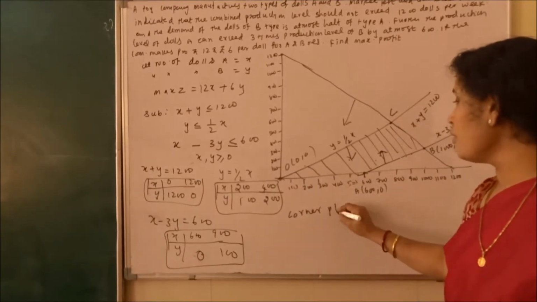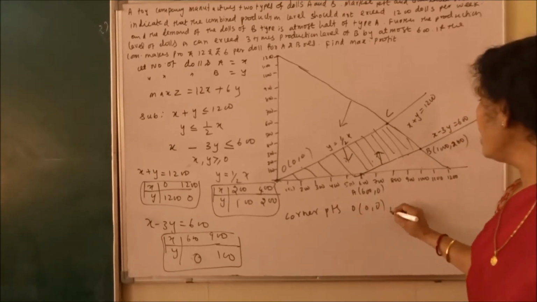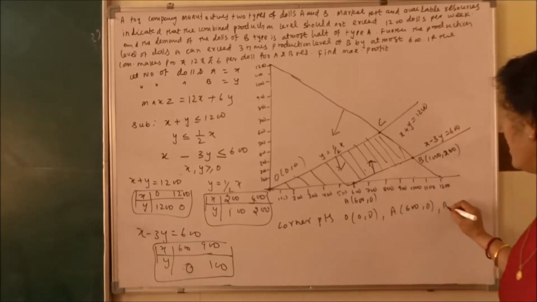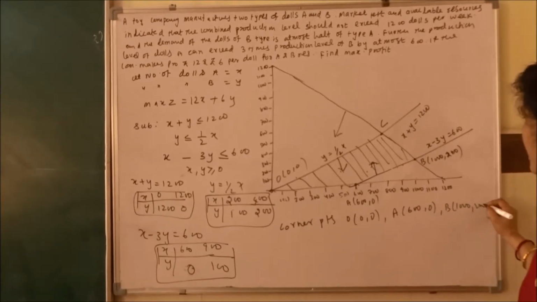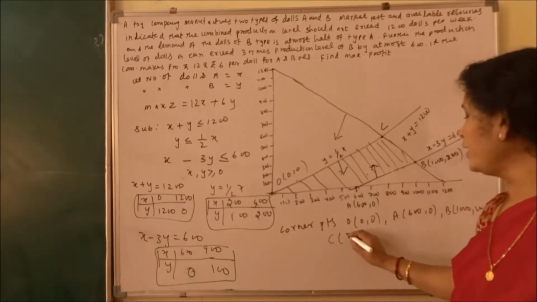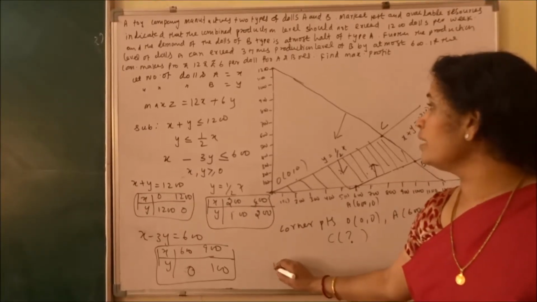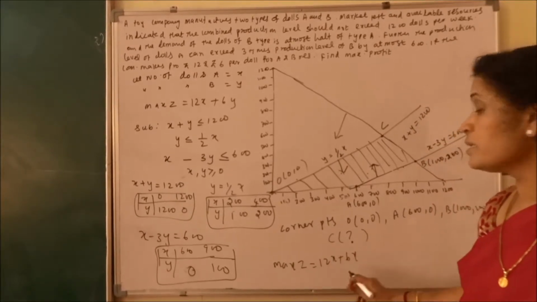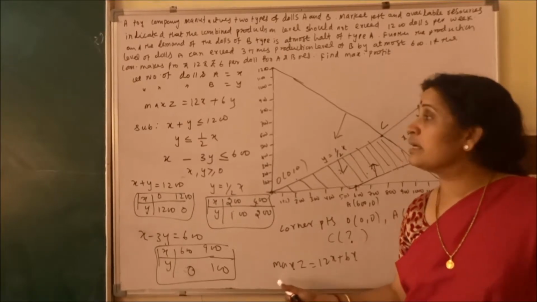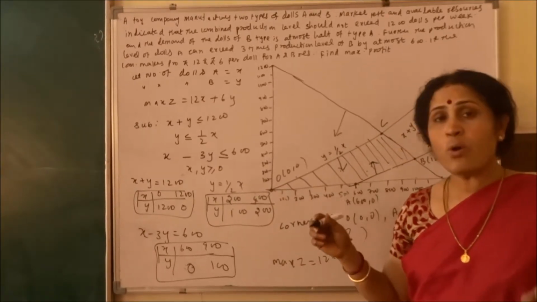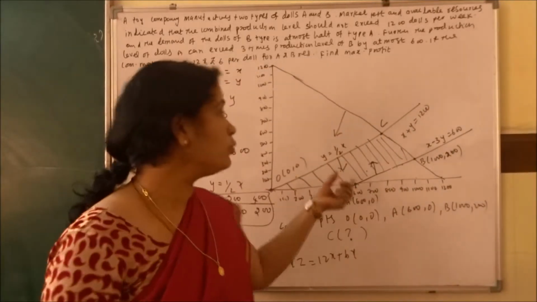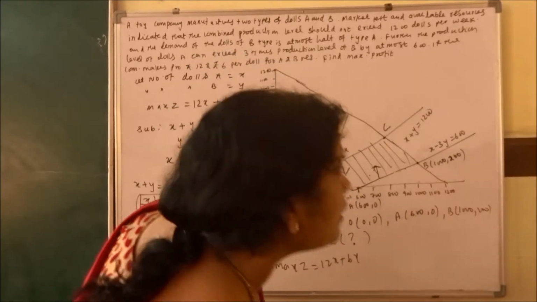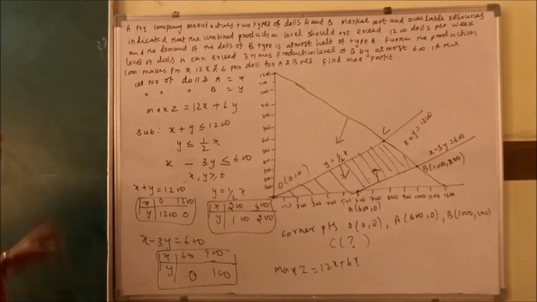Clear? So corner points you have to find out: 0, 0, and then the A point you are getting is 600, 0, and then the B point you are getting is 1000, 200, and then for the C point you check your graph and find out this point. Then you have to substitute all the corner points in maximum Z. Whatever maximum value you are getting, that is the maximum profit. Clear to you? I have to explain here in this question how to get this shading part. That I explained to you very well. So very carefully you have to check it. Clear to you all?